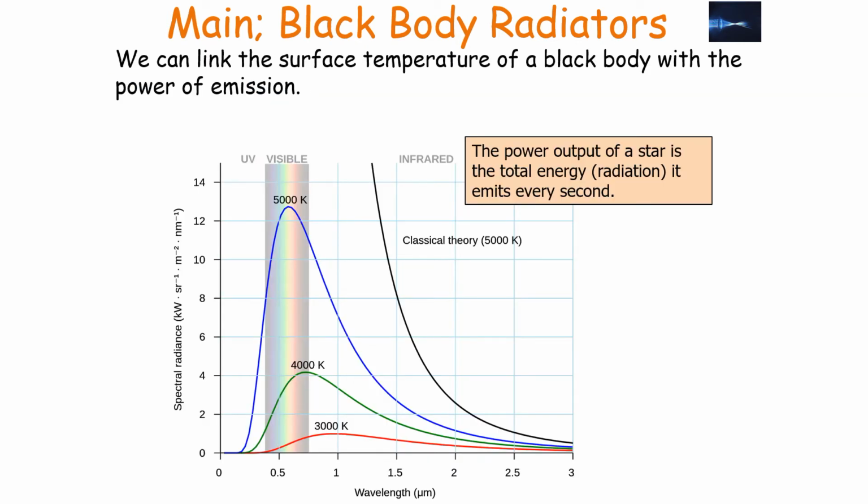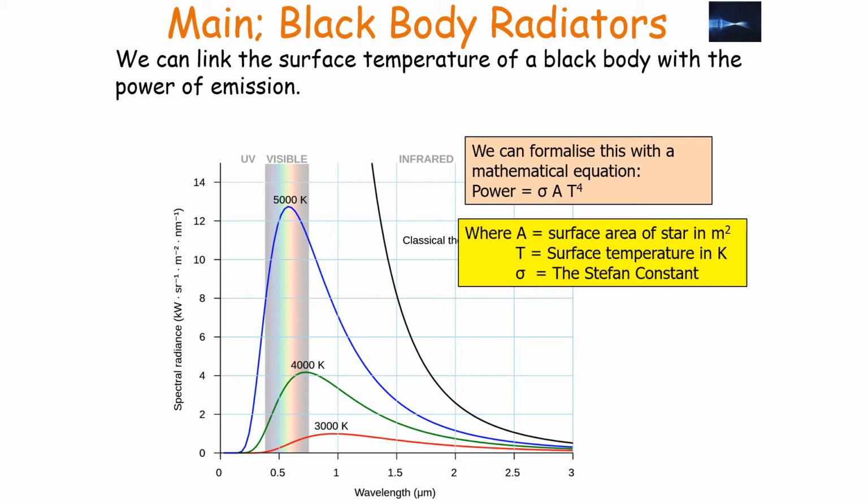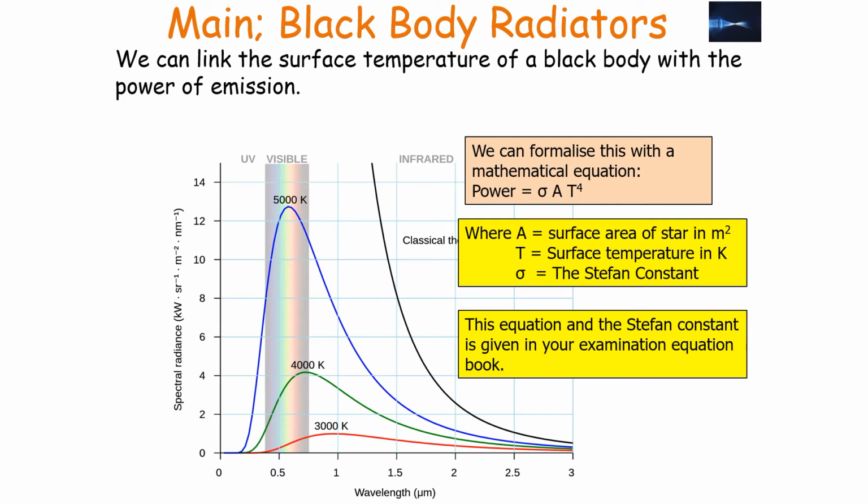Now the power output of a star is the total energy it emits every second. This is proportional to the fourth power of the star's surface temperature and directly proportional to the surface area. So we can formalize this with a mathematical equation where power equals sigma, the Stefan constant, times A, the surface area, times T, the surface temperature, to the power of 4. The Stefan constant is 5.67 times 10 to the minus 8, and this equation is called Stefan's law, and it is given to you with the constant in your examination equation book.